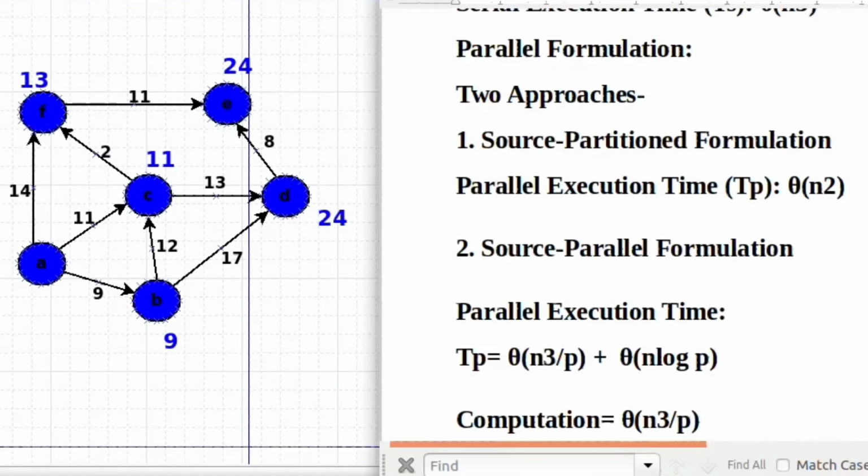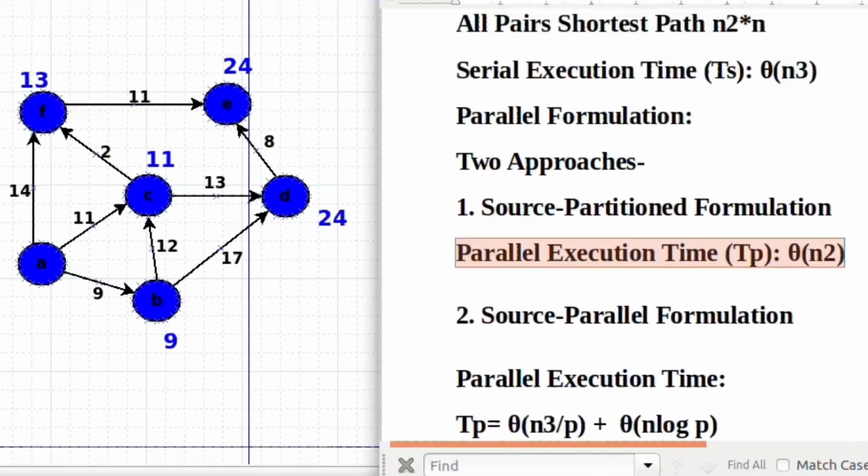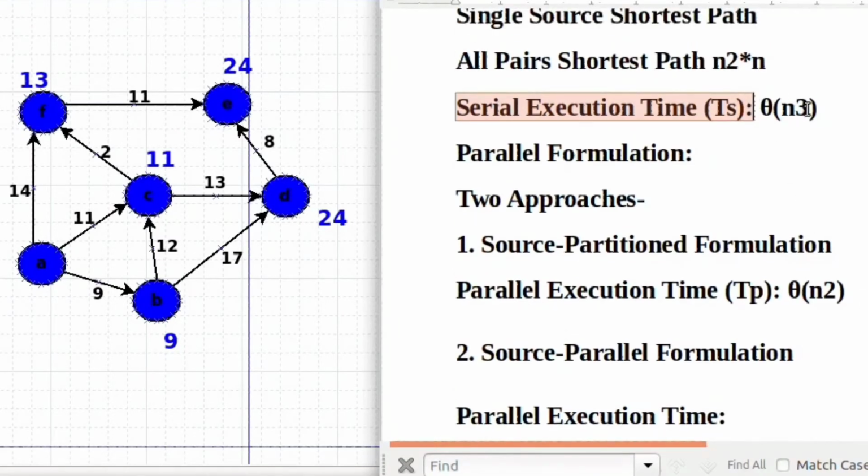So here, that's why the parallel execution time will be theta of n square. If it is done serially, by a single process applying Dijkstra algorithm on all the vertices, then the time that is required is theta of n cube.